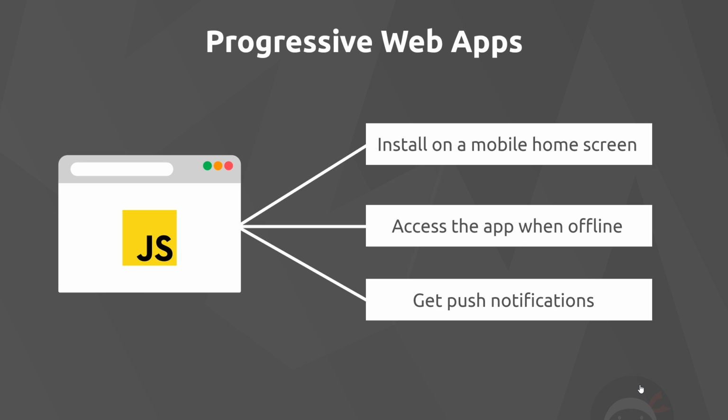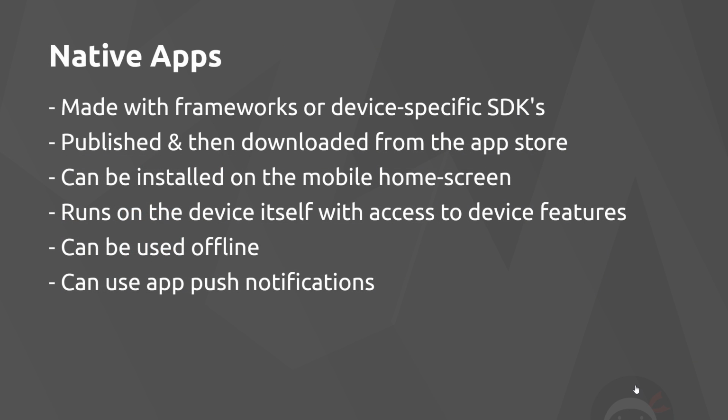So let's just for a minute now compare progressive web apps, PWAs, to native apps. Now when we create a native application, these can be made with frameworks like React Native, or we could use device-specific SDKs. Now native apps can be published to the App Store and then downloaded from the App Store if a user wants to use them. They can be installed onto the mobile home screen so that we can just open them with a click. And the app runs on the device itself with access to all the device features. It can be used offline with limited capabilities, and it can also use app push notifications to send messages to the user.